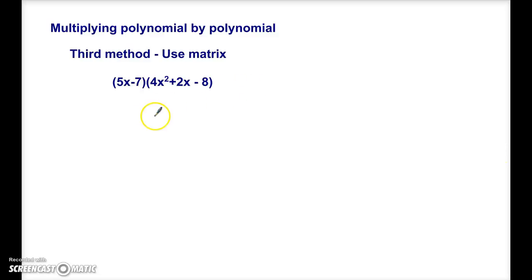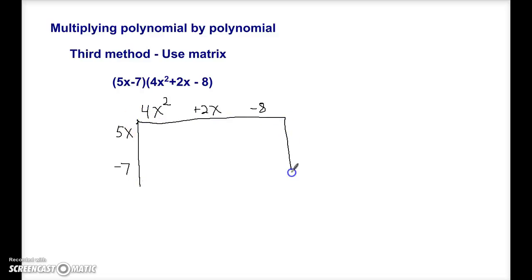And now we'll go for the last method, which is a matrix method. The idea here, sometimes this is called the window method. The idea is to take the longer polynomial and write it across the top, spread out. So 4x squared, positive 2x, and negative 8. Take your shorter polynomial and write it down the side. We're making a window or a matrix. So 5x and negative 7. Notice I do bring the sign with me. And now I make a little matrix or window box like this.